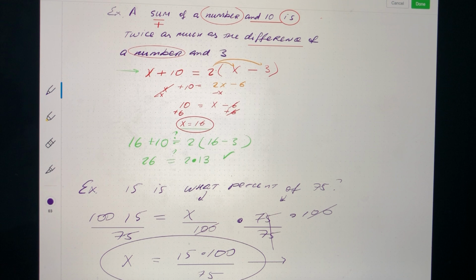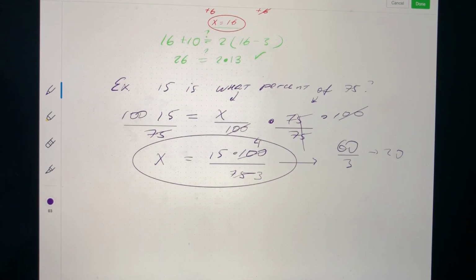Or I can just reduce. 100 and 75 both have 25. 25 goes into 75 3 times, and into 100 4 times, which means 4 times 15 is 60, divided by 3, which is 20. Of course, we could just type it in the calculator and get the same result.